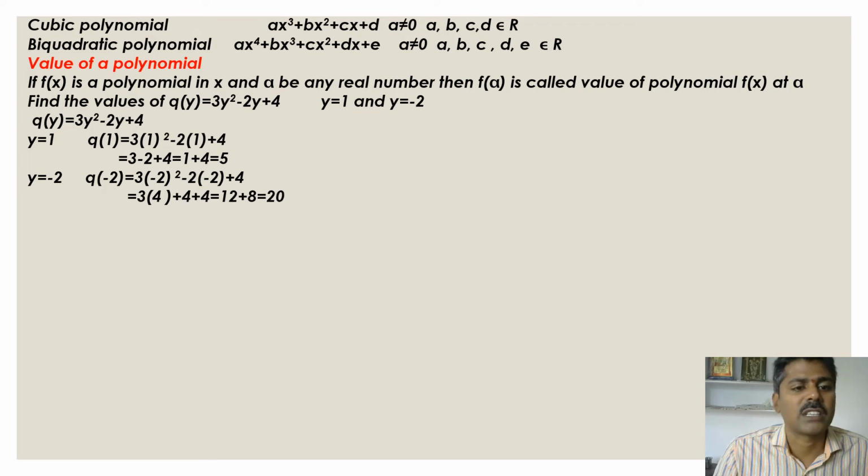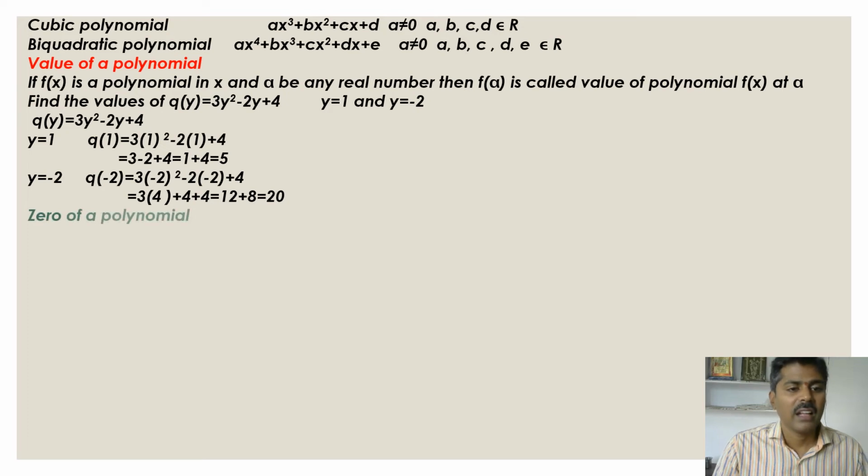I will get 20. 20 is the value of that polynomial when y is equal to minus 2. And one more, zero of a polynomial. We have already discussed the value of a polynomial. So if the value of the polynomial is 0, for which value the polynomial is 0, then that is said to be a zero of a polynomial.